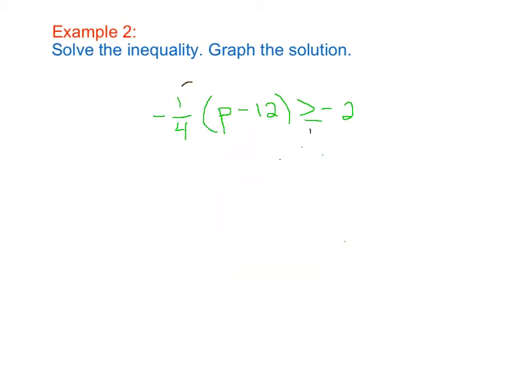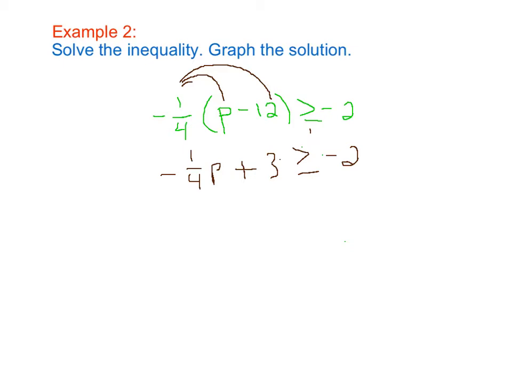Alright, so here we have this multi-step inequality, and there's parentheses, so we're going to have to distribute to get rid of the parentheses. So I'm going to take this negative 1/4 and multiply it by the p, and when we do that, we're going to get negative 1/4 p. Then I'm going to take the negative 1/4 and multiply it by negative 12, so that gets us a positive 3, greater than or equal to negative 2.